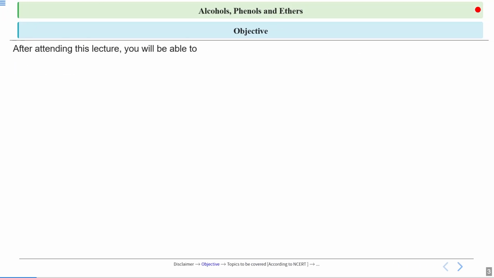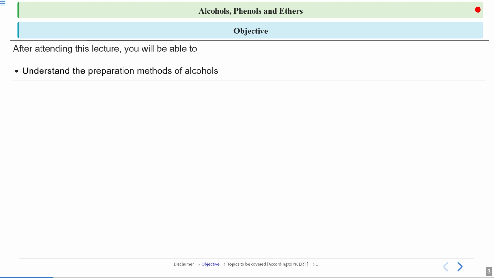So today's learning objective: after attending this lecture, you will be able to understand the preparation methods of alcohols.